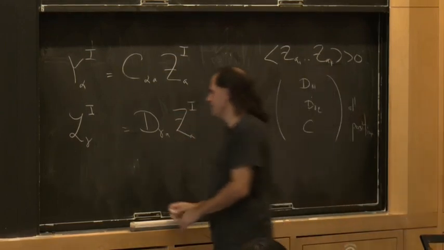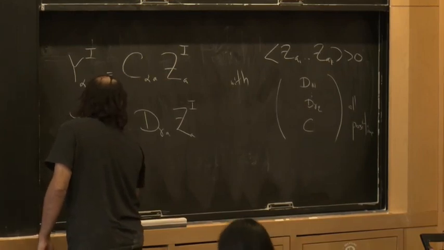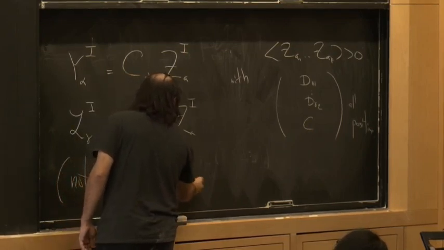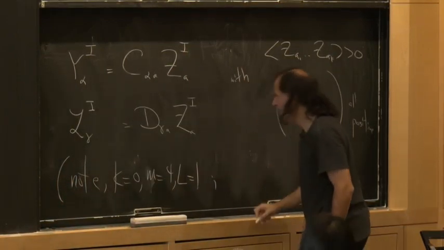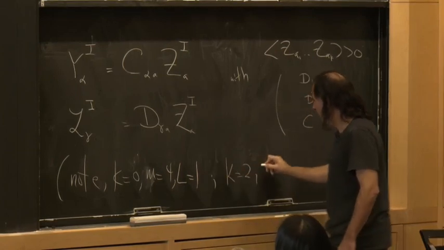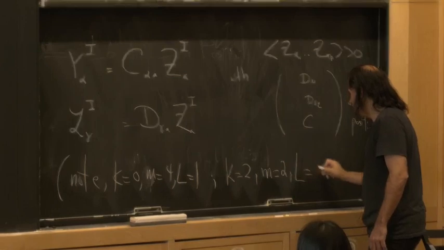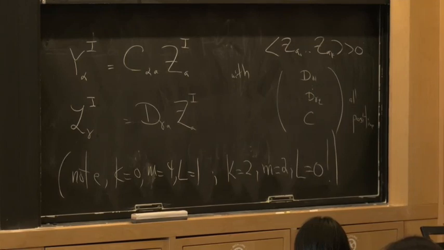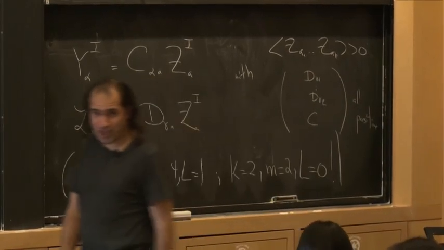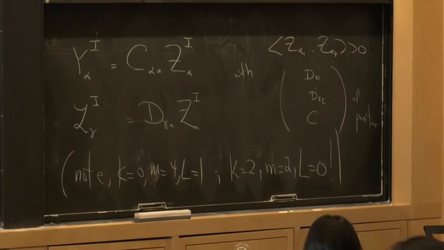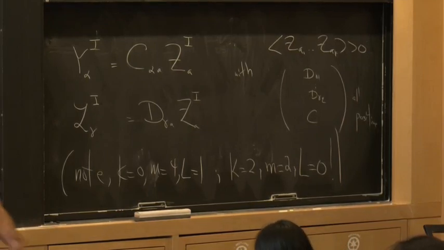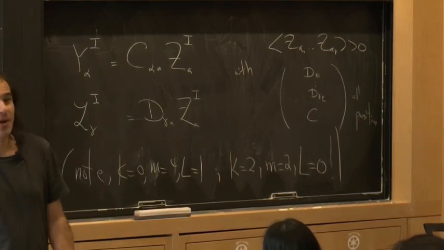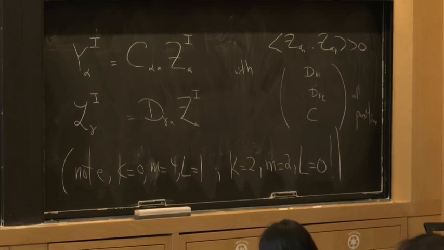So notice, an amusement: k equals 0, m equals 4, L equals 1 is the same as k equals 2, m equals 2, L equals 0. It's the same as the tree amplituhedron for m equals 2. That's really nice. That means that when we study the m equals 2 amplituhedron next time, we are secretly doing one loop MHV calculations. So we're going to understand the one loop MHV formula. Okay, that's it.